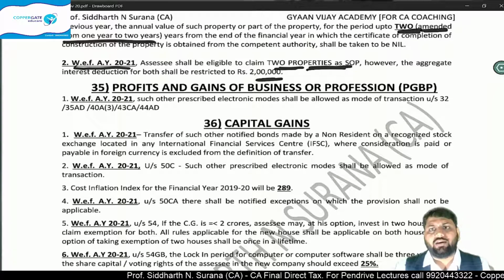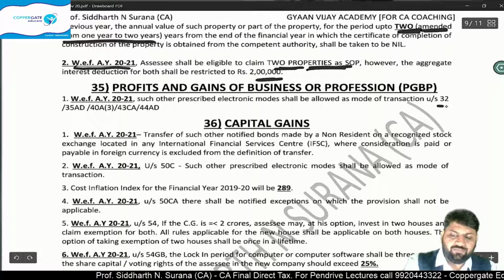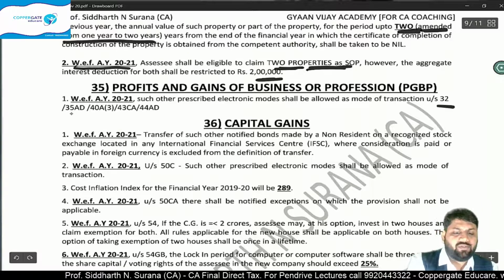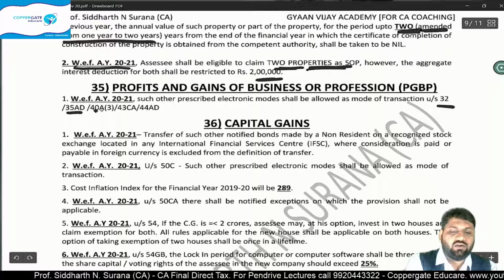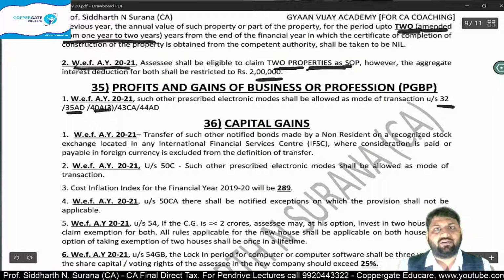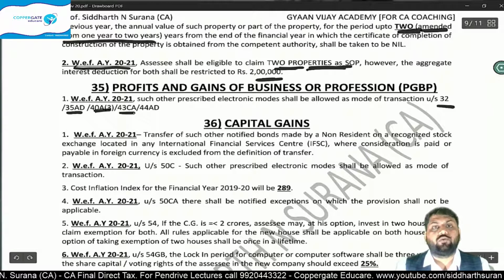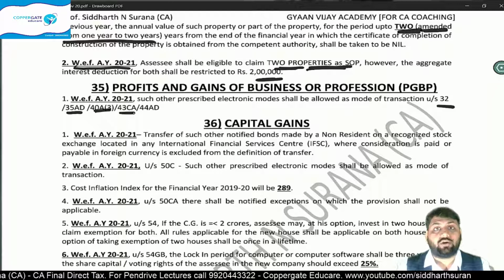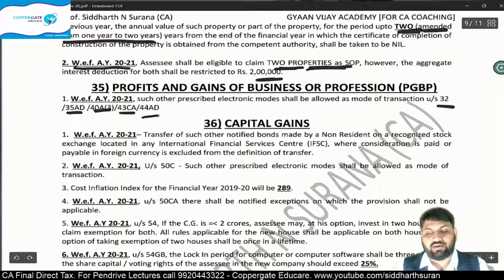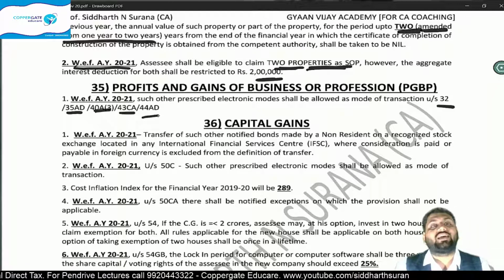Only one amendment has come in all the sections. Section 32 is depreciation, 35AD is specified business, 40A subsection 3 payment more than 10,000 modes of payment, 43CA stamp duty value rule if immovable property is held as stock in trade, and 44AD presumptive taxation. In all these sections there is restriction on mode of transaction. Account payee cheque, account payee draft, electronic modes through a bank account.